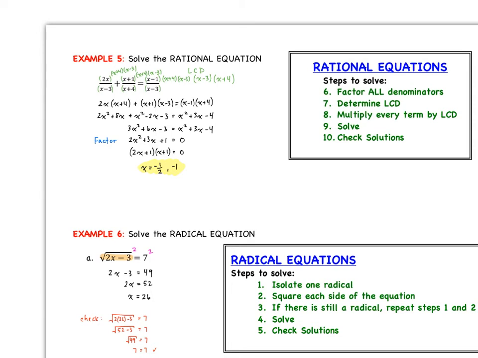Moving on to rational equations. Remember, rational equations are just fractions. You're going to hear me say a lot, we want to kill the denominators. Whenever we're dealing with equations and there are fractions, we want to kill the denominators. So how do we do that?